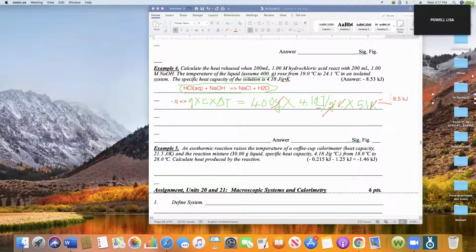Don't you have to divide by 1,000 if it's kilojoules? Yeah, so that's what we are doing. I got 8,535 joules, and I made it into kilojoules by doing this. Is it negative or not? It is negative. Thank you for reminding us.